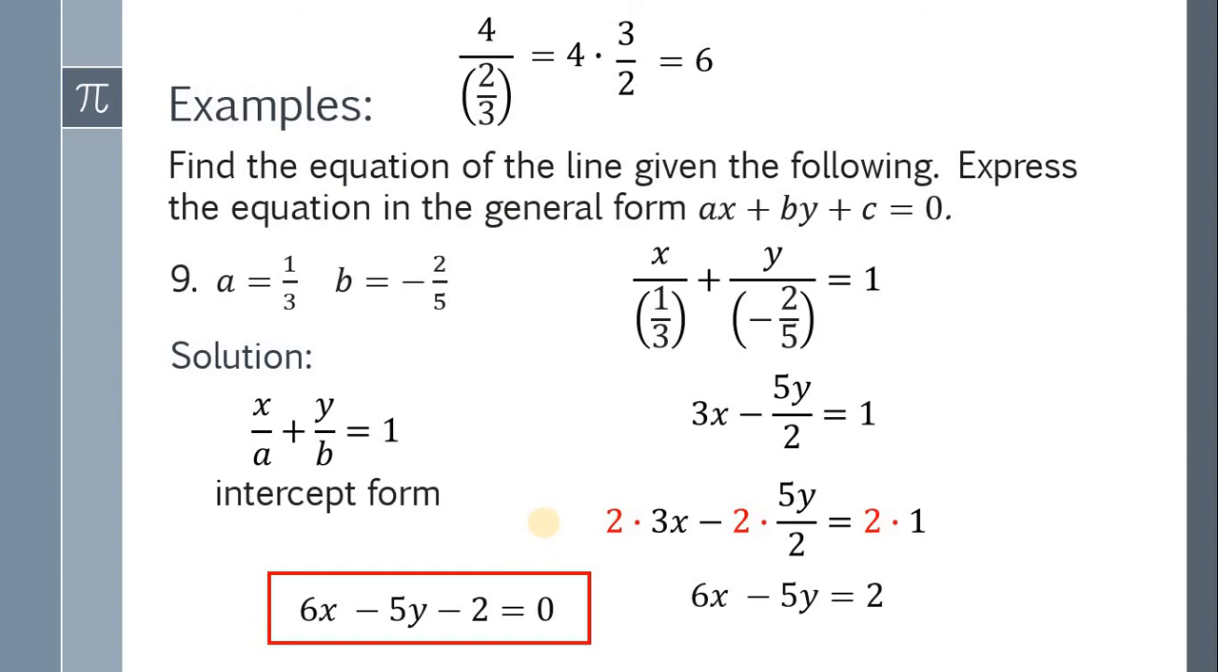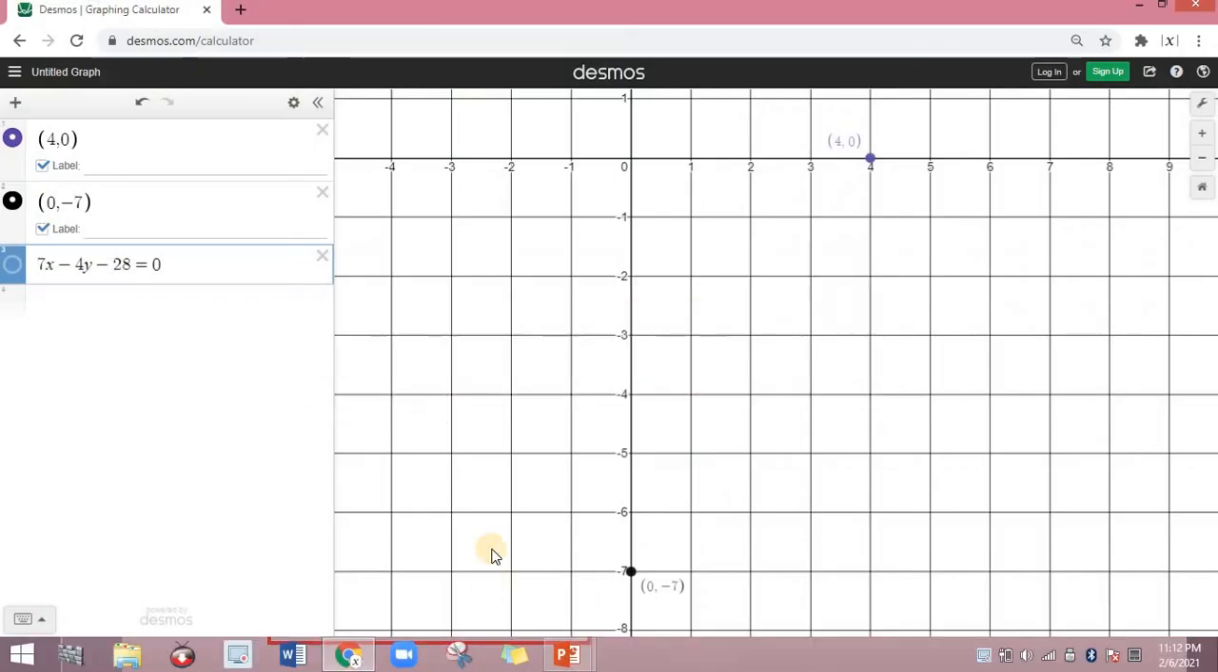Siyempre, kailangan natin siyang i-double check. Check natin. So, yung ating given ay tandaan natin 1/3 yung ating x-intercept at yung ating y-intercept is negative 2 over 5. Also, yung ating equation ng line na nakuha is 6x minus 5y minus 2 is equal to 0. Check natin sa ating Desmos. Ito yung given kanina. Tanggalin na natin.